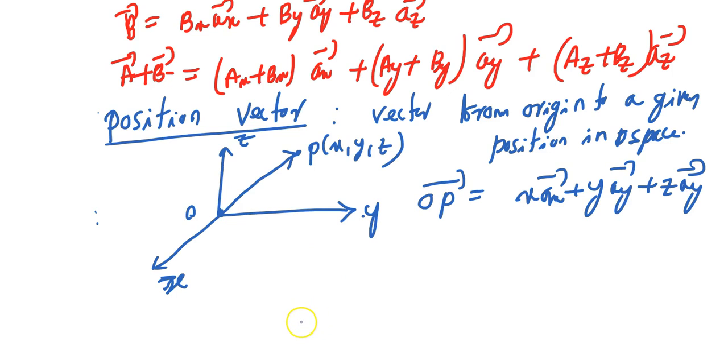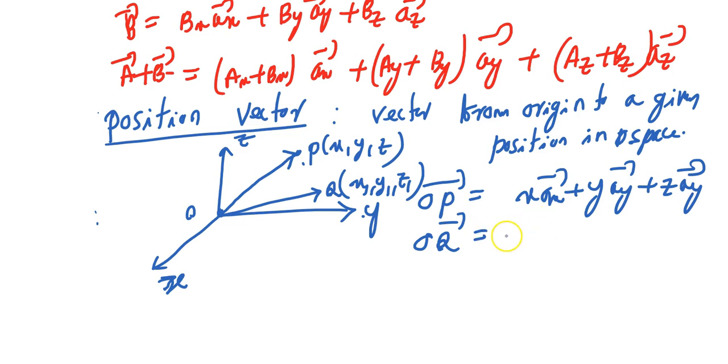If you have two position vectors, let's say P, and another position vector, let's say you have Q, so this is the OP. Similarly, you can find the, let's say, unknown one, x1, y1 and z1. So OQ will be x1 ax, y1 ay, z1 az.